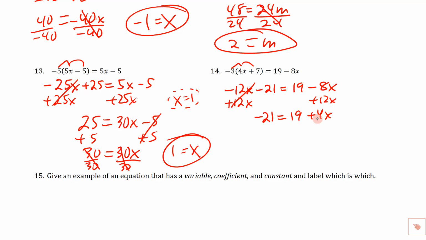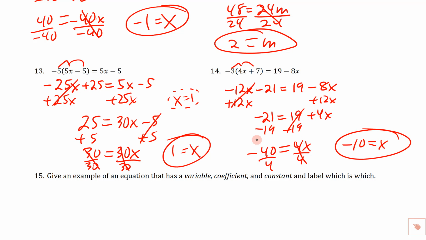Again, notice the positive coefficient. And then we're going to subtract 19. Those cancel each other out because they're the same number but opposite signs. So we get a 4x over here. Same sign, find the sum. We're going to add 21 and 19 together. That's going to be 40, but it's negative because they're both negative. And then we're going to divide by 4. So we end up with negative 10 equals x. Circle that answer and we're all set to go.